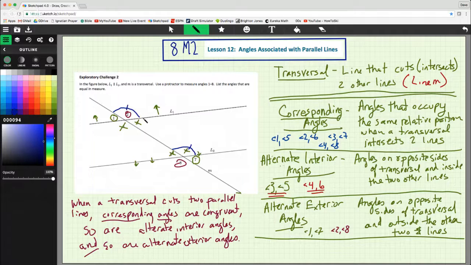Similarly, angle 4 and angle 3 and angle 7 are equivalent. They are the same measure. So that's corresponding. And so are these two angles, 1 and 5, and so are 4 and 8. Now let's look at alternate interior angles. So we know that angle 3 and angle 5 are equivalent. So let's draw that.